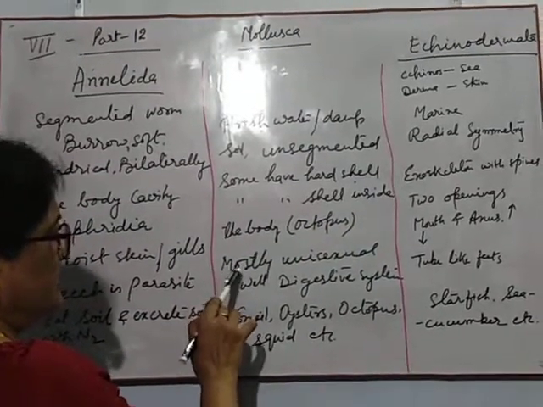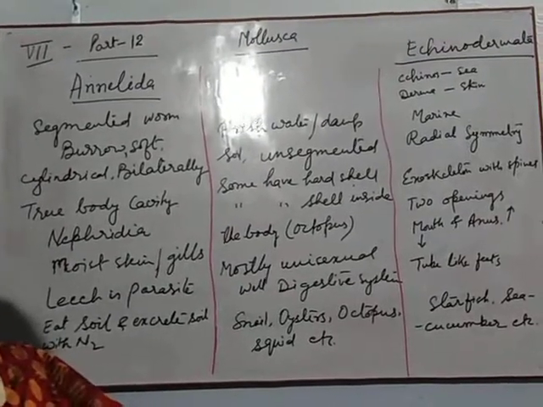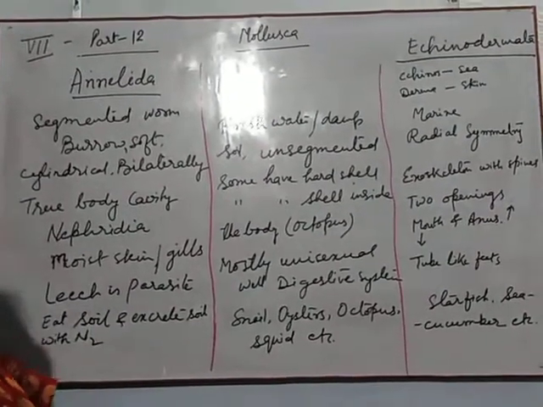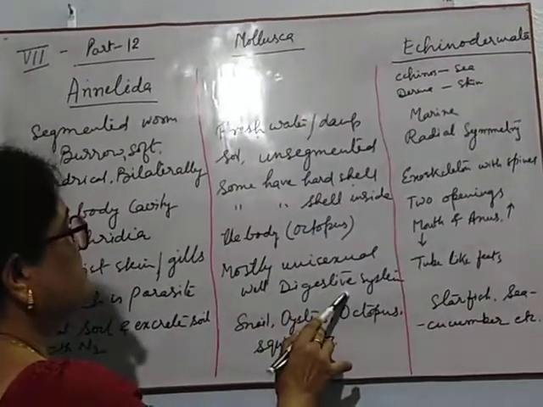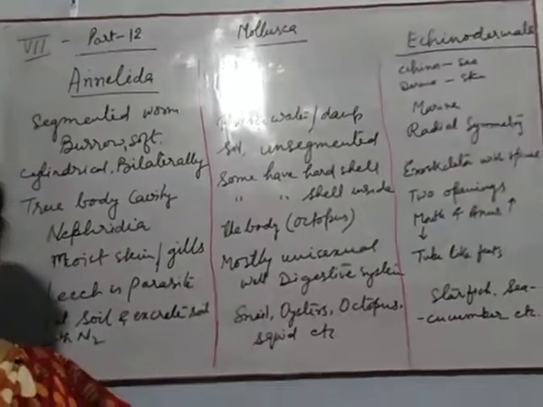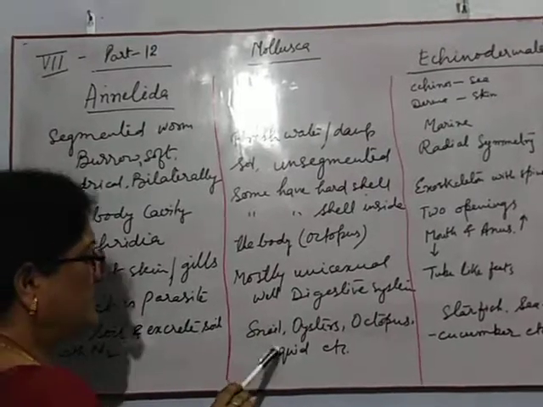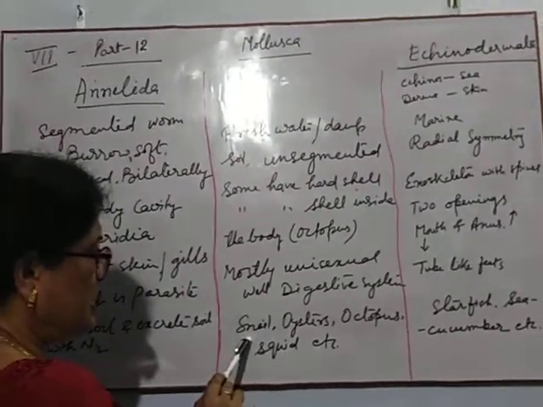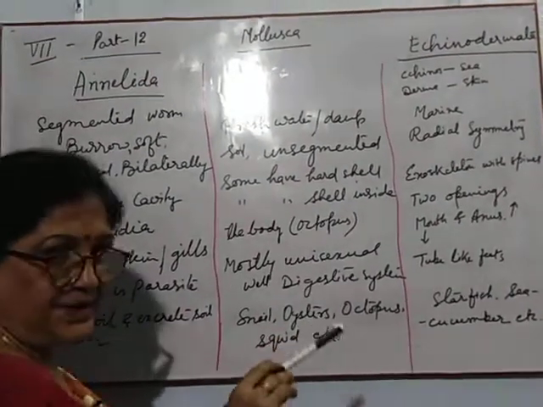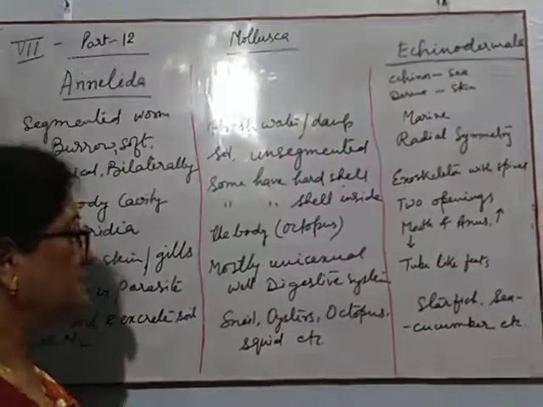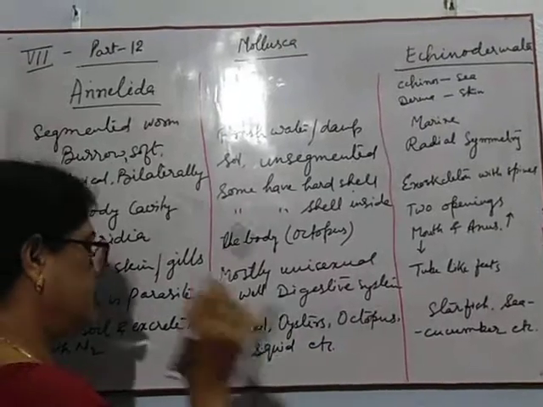Next point, mostly they are unisexual. Unisexual means male and female are separate. They also have a well-developed digestive system. For example, snail, oyster. Snail means shankh. Everyone has seen this at home or in a temple. Then oyster, sipi, from which we can get pearls. The octopus has an inner shell. Squid, etc.